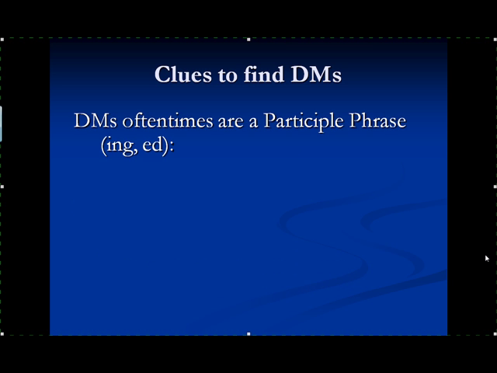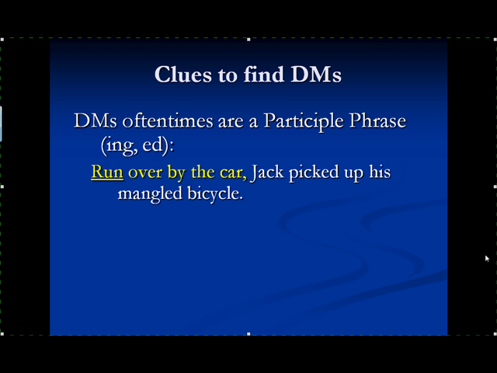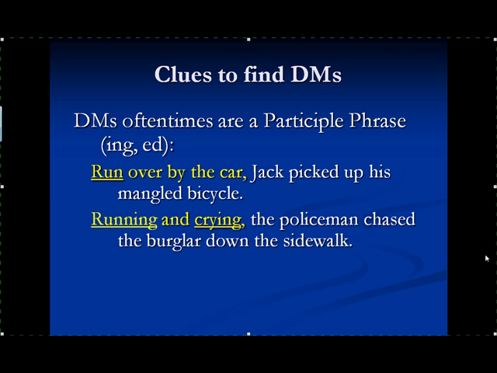Now, the dangling modifiers oftentimes are participle phrases. Recall that participle phrases have a word that looks like a verb, it has an ing ending or an ed ending. Run over by the car, Jack picked up his mangled bicycle. I hope that the bicycle was run over by the car rather than Jack. Here's another one. Running and crying, the policeman chased the burglar down the sidewalk. In this case, running and crying, we have the ing participles. Run over by the car, the run was the ed ending.